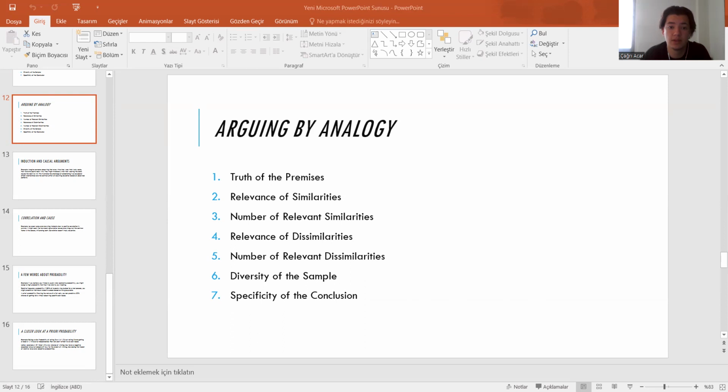A provided example illustrates these criteria in action. In this example, an analogy between learning criteria and learning critical thinking is constructed effectively. The premises are true, the similarities are relevant, dissimilarities are not relevant to the point being made, there is a good number of similarities, and the conclusion is appropriately specific, making it a good argument from analogy.